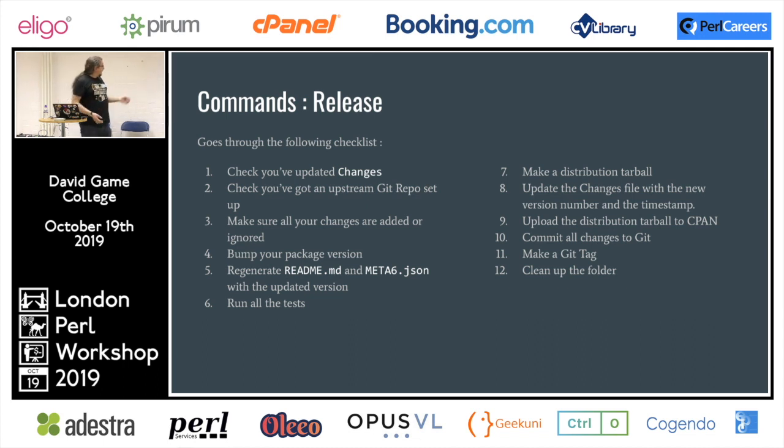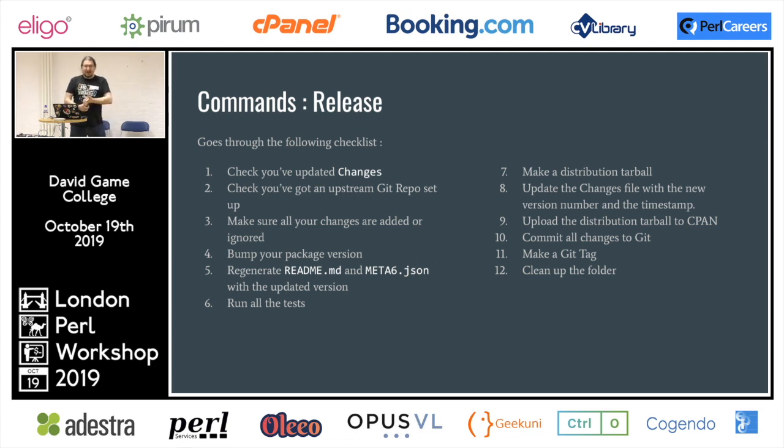Checklists are your friend. Bumps the package version, asks you what version you would like to bump it to. It will give you the default, which is just to update the minor revision number, but you can use it to update to a full revision and all this kind of stuff. Regenerates the meta file and the README with the new version number. Runs your test suite, so you can't do a release without your tests passing. That's good. We like that.